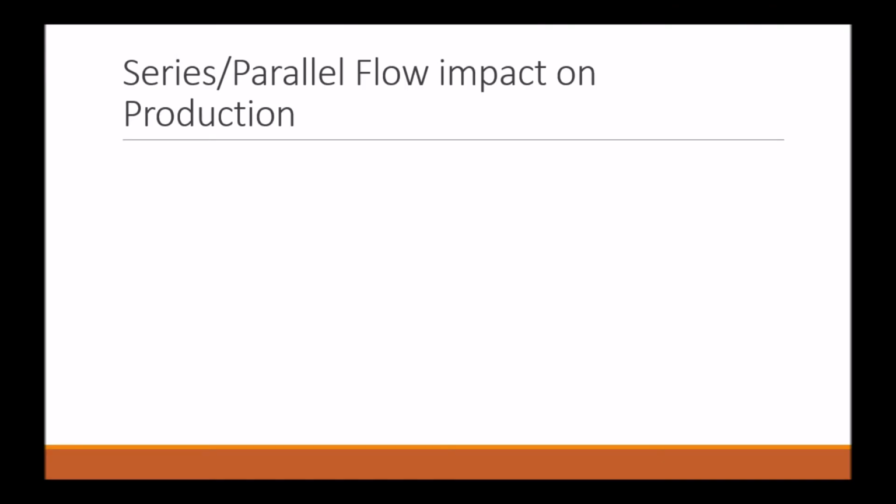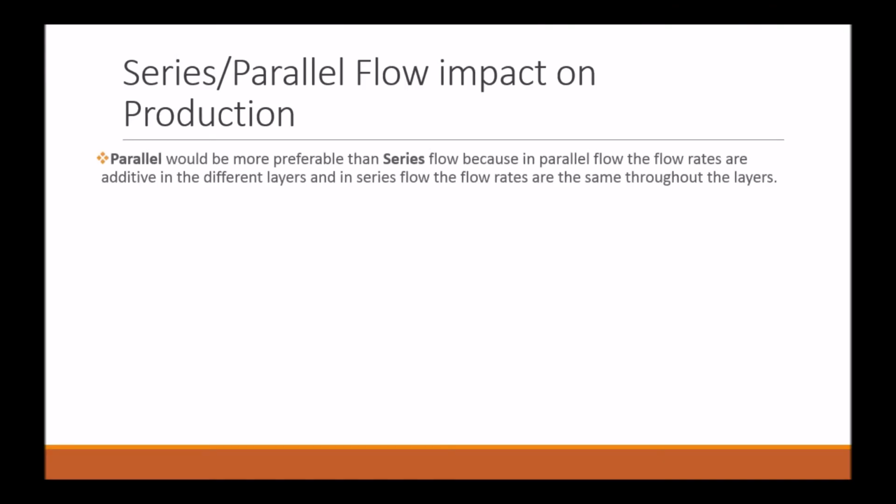Series and parallel flow impact on production. Parallel flow would be more preferable than series flow because in parallel flow, the flow rates are additive in different layers, and in series flow, the flow rates are the same throughout the layers. In a reservoir with parallel flow, more flow would occur in a layer with higher permeability because it has a lower resistance to flow. On the other hand, if the reservoir had series flow, the fluid cannot choose to flow in the path of least resistance.